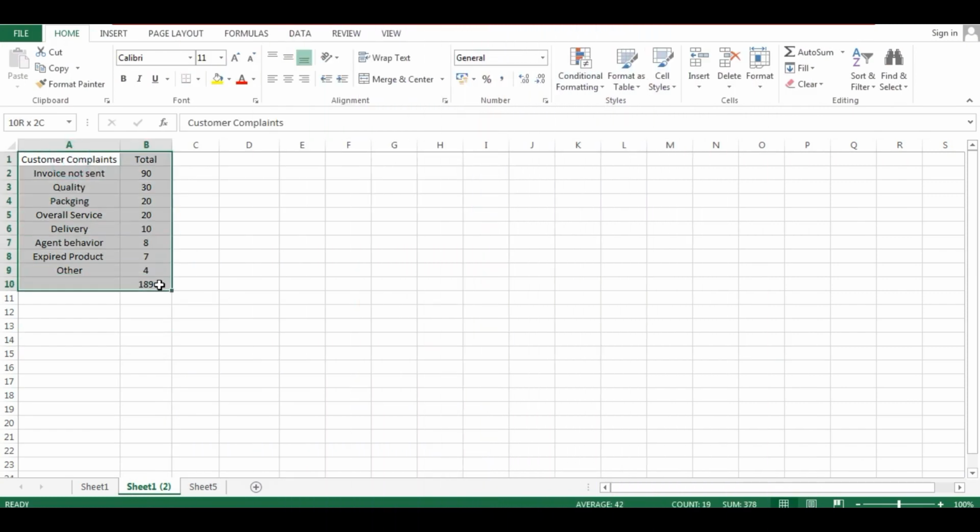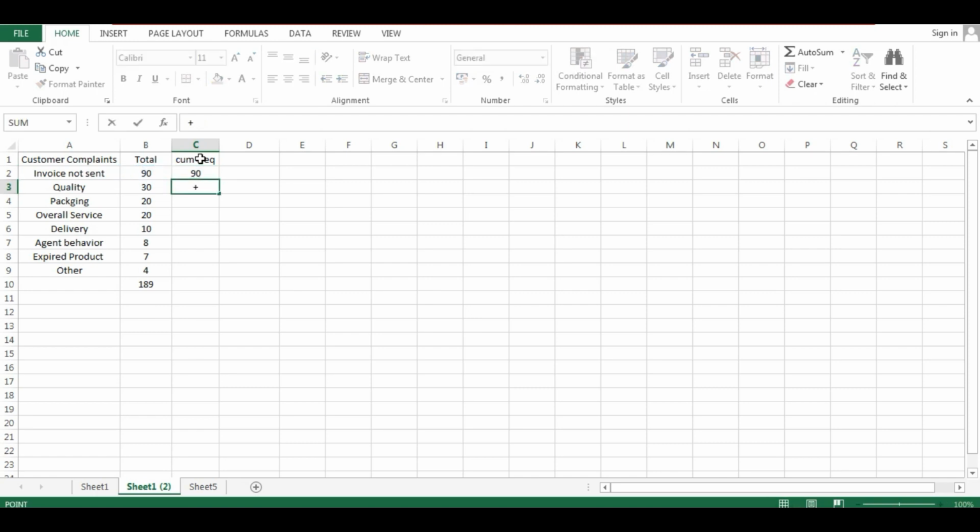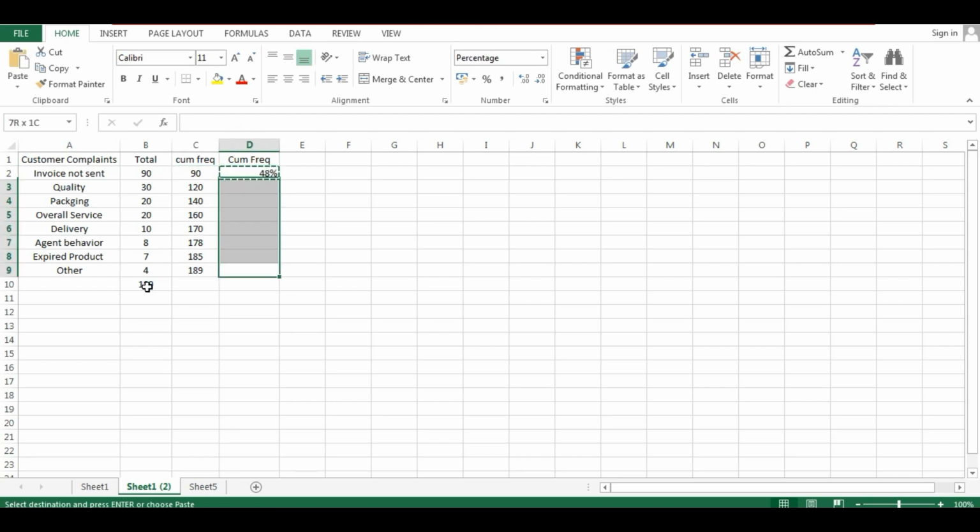I've created this Excel which has some examples of customer complaints, the reasons why the customers are complaining for a given business. In order for us to create a Pareto chart, the first thing that we do is to create the cumulative frequency. This is how the cumulative frequency is created. And now we will create the percentage of it. There we go. So this now has created the cumulative frequency for all the customer complaints that we have.